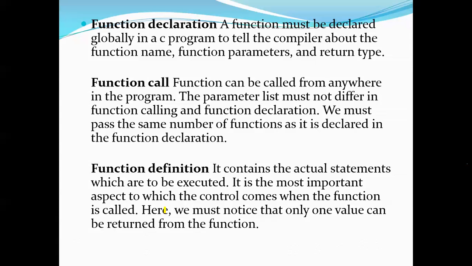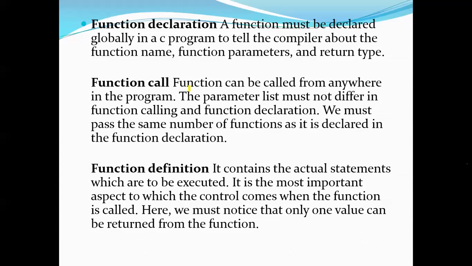Next, the second part is called the function call. A function can be called from anywhere in the program, within the main, inside the open and close braces. Whenever we require, we can call the function. The parameter list must not differ between the function call and the function declaration. Whatever parameters you are passing should be matched. First, you have declared a function.